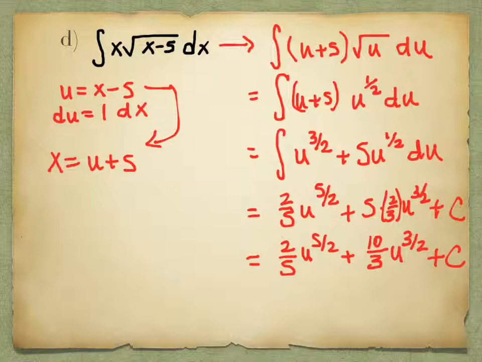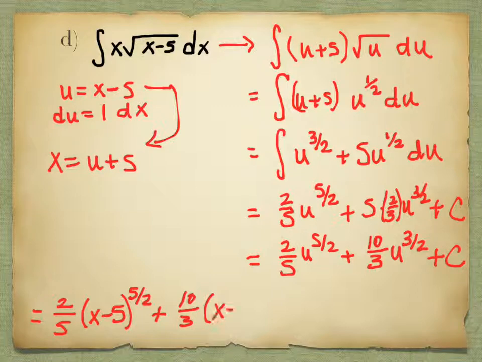Plug that back in. So a couple of things here. I'm going to move this over just because it's going to be a little bit more space. So I have a 2/5. This is u. Let's write it right. 2/5, x minus 5 to the 5/2. And then I have plus my 10/3, and this is x minus 5 to the 3/2, plus c.